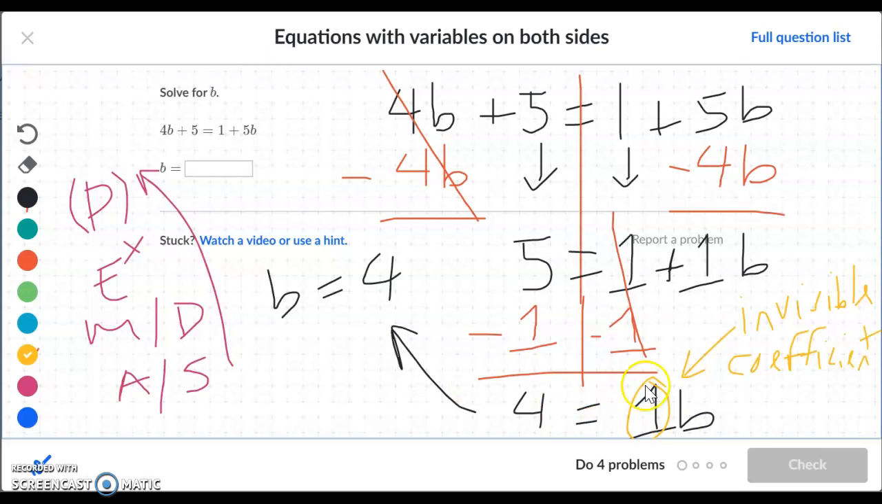So this is how we solve for a variable when we've got variables on both sides. Let's make sure that we are following our order of operations and keeping everything organized. Showing your work is going to be major for that. So you do that, you should be okay.